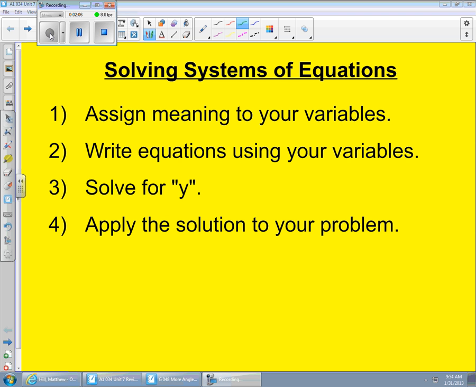And step 4 is to apply your solution to the problem. If x is 13 and y is 20, what did you just get? 13 what and 20 what? And how does that apply to whatever question they're asking in the problem? So those are your basic strategies. If you don't have those ingrained in your brain at this point, you might want to jump back on Edmodo sometime tonight and maybe write these down, get this list committed to memory, because this is your strategy for how to tackle these problems.